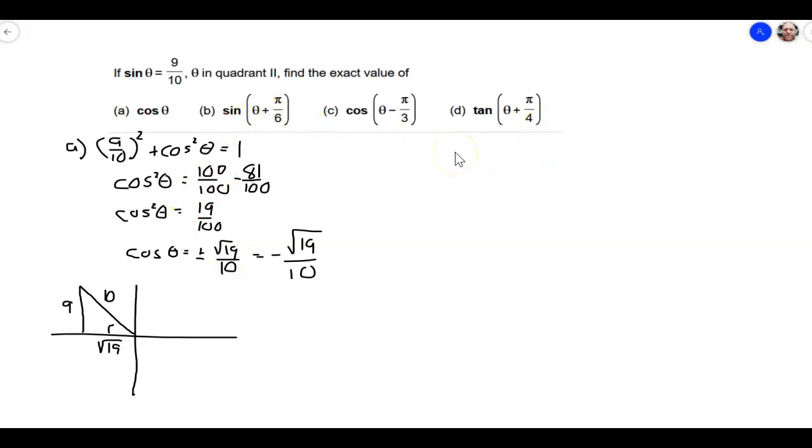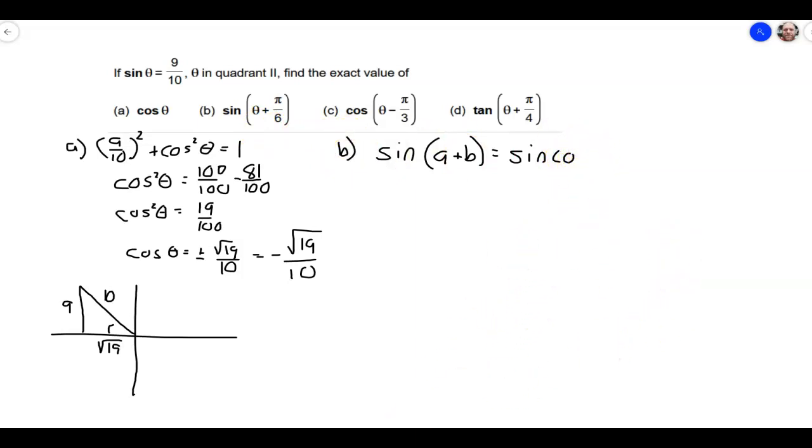Now for the other three, it looks like we're going to have to use sum and difference formulas for the corresponding trig functions. So for sine, we have a sum formula for sine. So that one looks like this. For the sum formula for sine, it says the sine of the sum A plus B, and this is going to be on page 493 of your book, is equal to the sine of A times the cosine of B.